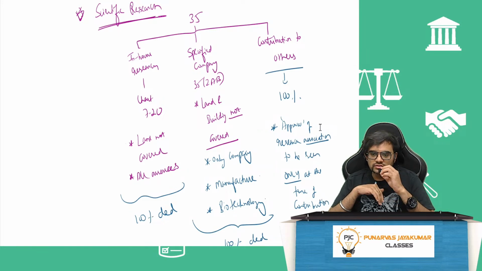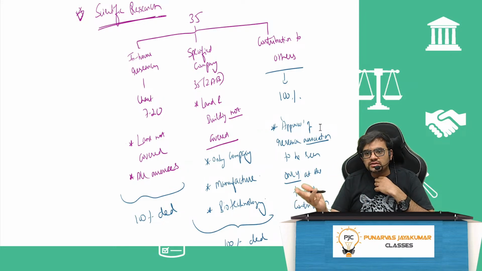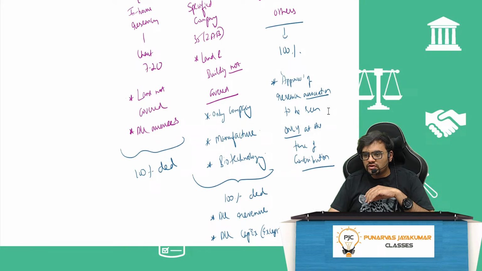Whoever I am donating to, let's say I am donating to Tata Research Center. The Tata Research Center should take the approval. When I am giving the donation, they would have taken the approval. But at the time of claiming the deduction at the end of the year, the approval is withdrawn by the government. So will I still get deduction? Yes. I should see the approval at the time of giving the donation only. So the approval of the research association is to be seen only at the time of contribution.